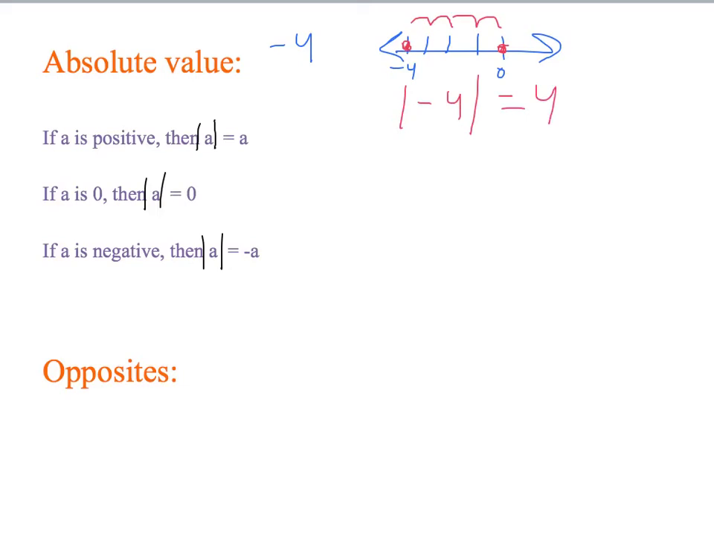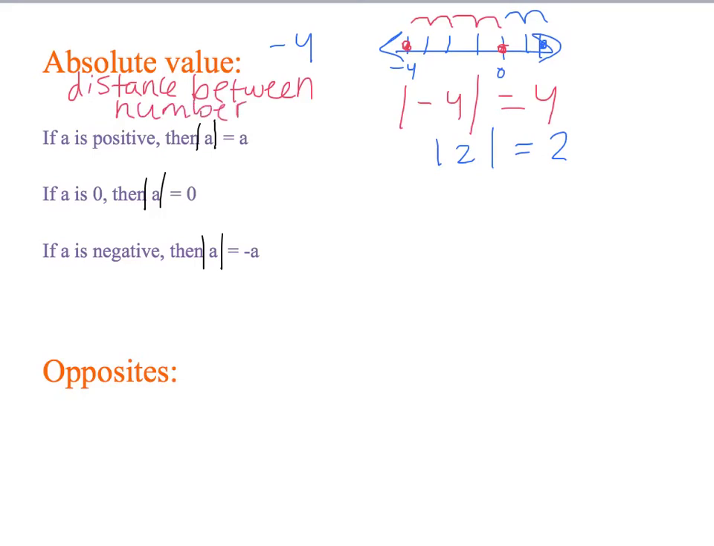So you're going to find that that's true for a bunch of different numbers. So if you do the absolute value of 2, and you put 2 over here, 2 is 2 spaces away from 0. So the absolute value of 2 is equal to 2. So the absolute value is the distance between 0 and the number you're looking for the absolute value of. So it's the distance between your number, the one in the absolute value signs, and 0.